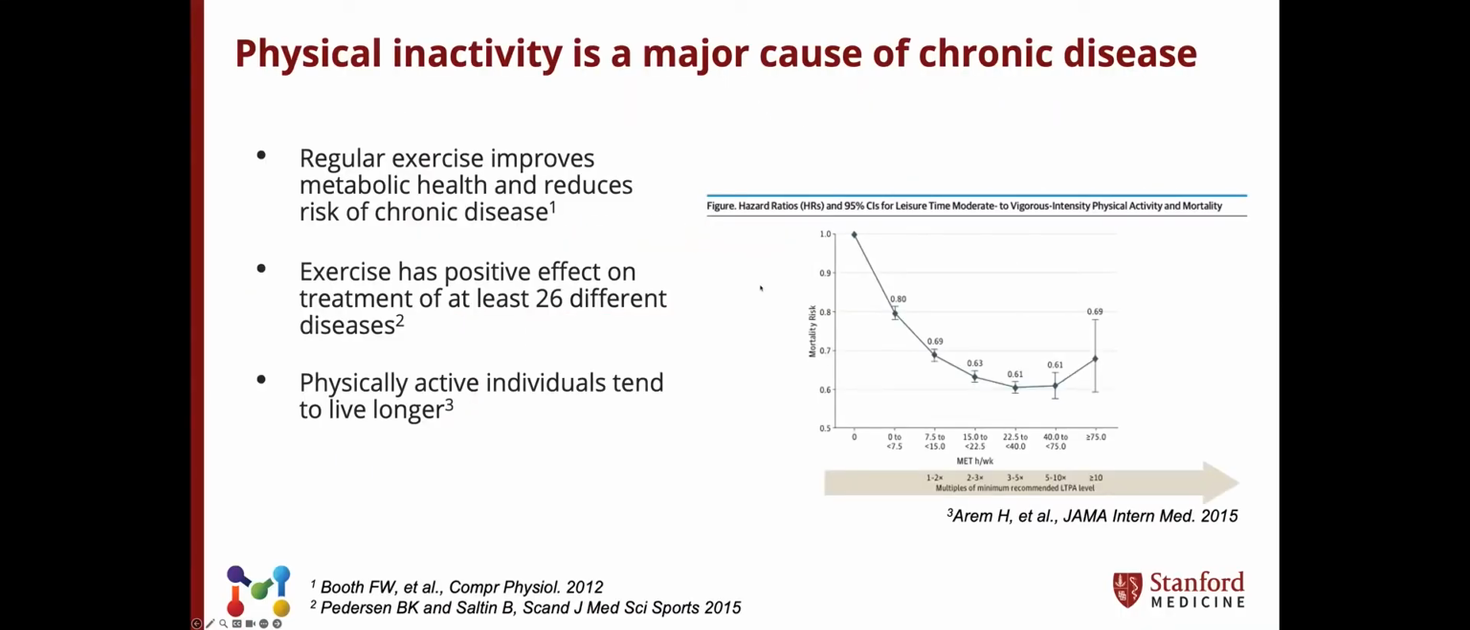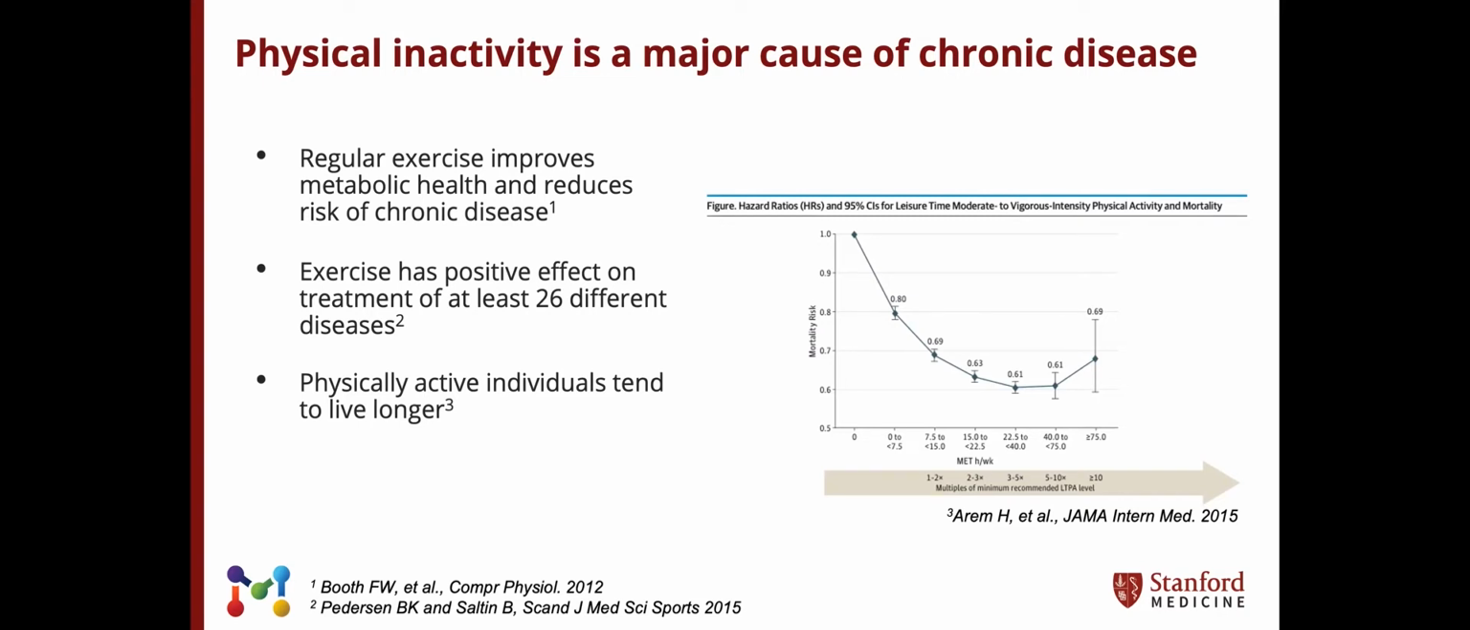So first, just some brief background. Physical inactivity is, of course, considered a major cause of many chronic diseases, while regular exercise is known to reduce risk of premature mortality, improve overall health, metabolic health, and also reduce the risk of the same chronic diseases. And exercise has been shown to have a positive effect also on the treatment of at least 26 different diseases. Examples of such diseases are, for example, Parkinson's, type 2 diabetes, hypertension, COPD.